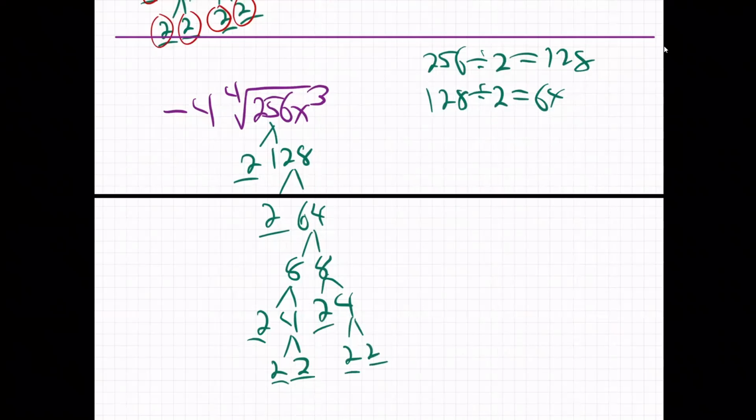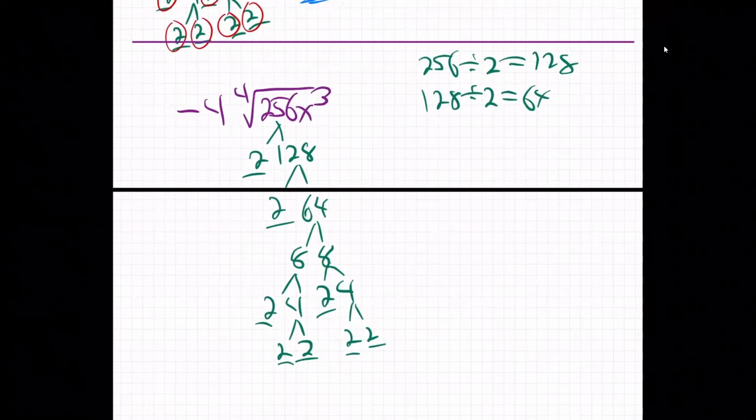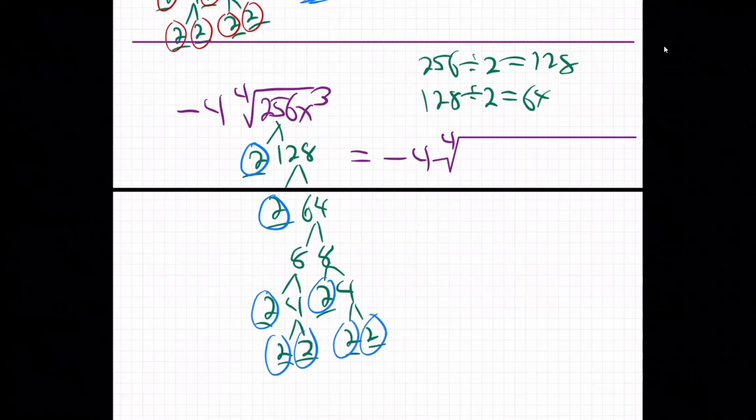Okay, so I broke that 256 all the way down. So let me bring it over here now. So this is going to equal negative 4, and we're going to have the 4th root of, now, how many 2's do we have in here? Now, don't miss even one. That's the common mistake. Most people will accidentally drop one. 1, 2, 3, 4, 5, 6, 7, 8.